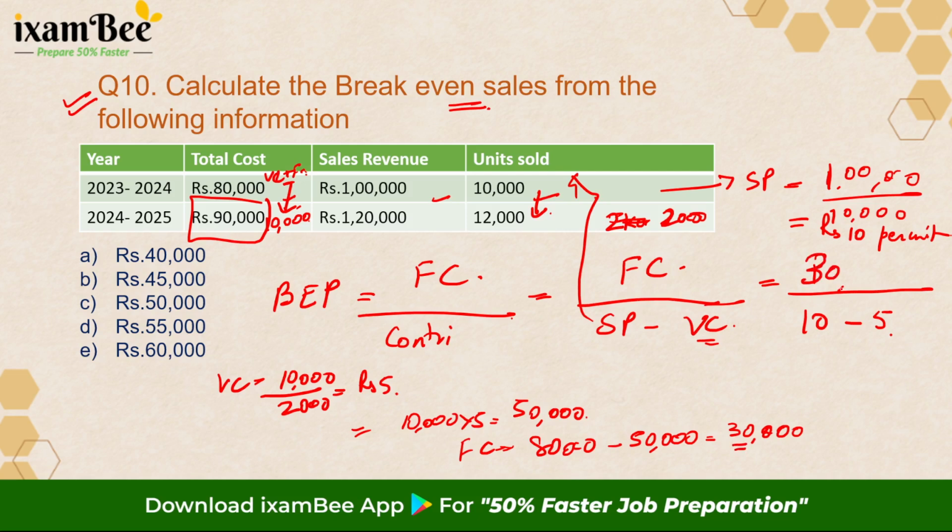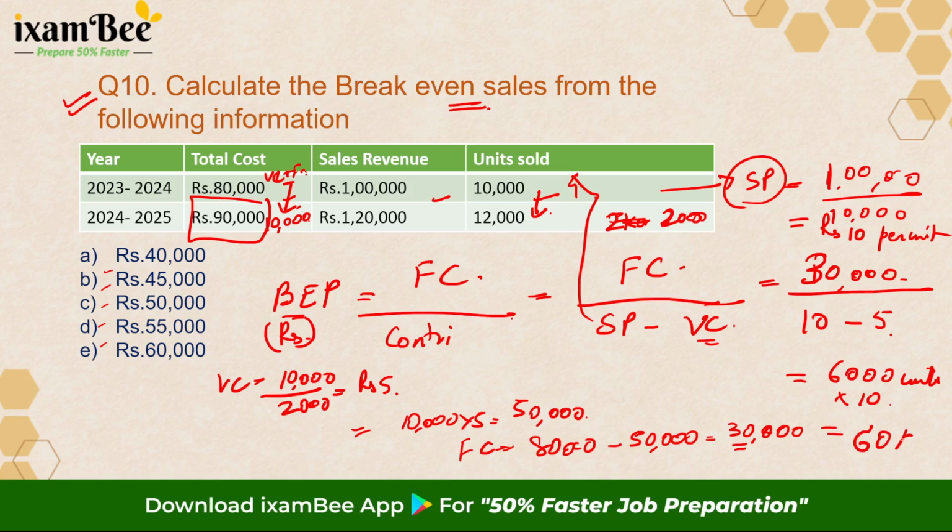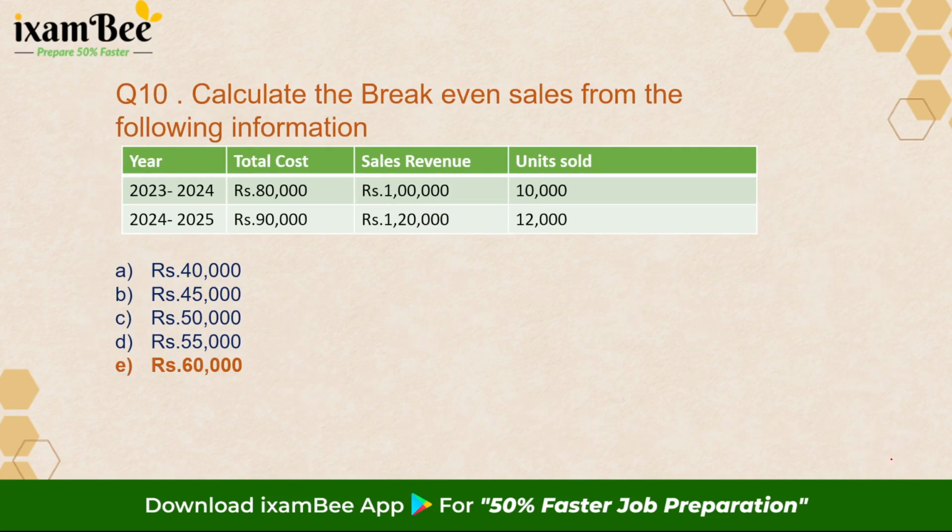So now I know 30,000 is my fixed cost, and 30,000 divided by 5 will give you 6,000 units, right? But here break even we are calculating in rupee terms as given in the options. So 6,000 into 10 rupees, because that's my sales price, is giving me 60,000 revenue, right? So that is how you calculate the break even sales when the information for 2 years has been given to you. I hope this has been clear, and you will be able to solve all types of numericals related to break even analysis and marginal costing in your exam.